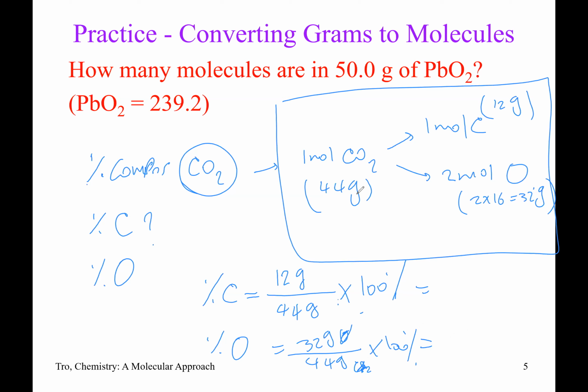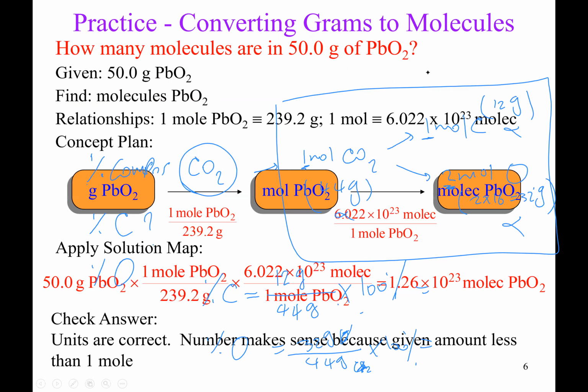1 mole of CO2 has 1 mole of carbon. So 44 grams of CO2 has 12 grams of carbon and 32 grams of oxygen. So if it's expressed in mole, you are using the mole value. If it's expressed in mass, you are using the mass value. So that's for percent composition.